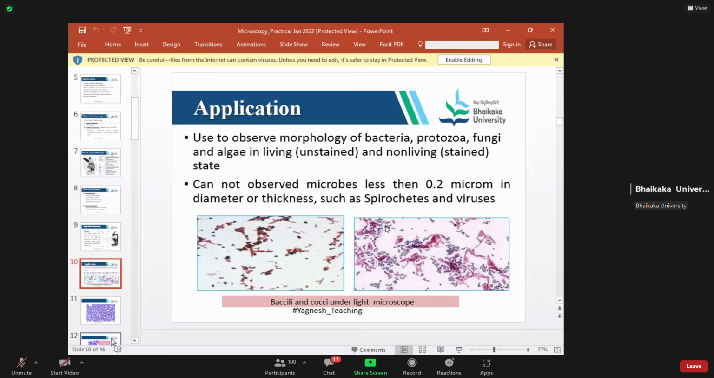Now, what is the meaning of morphology? I think all students know the meaning of morphology, and you already learned it in first MBBS. What is the size of the organism? What is the shape of the organism? And what is the arrangement of the organism? Similarly, what is the size, shape, and arrangement of the other cells present in the specimen?